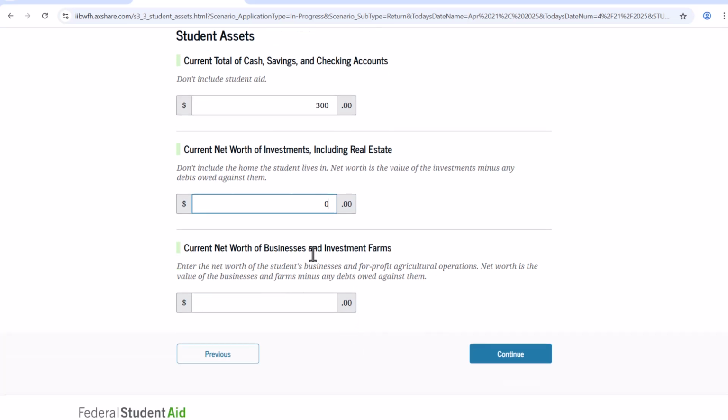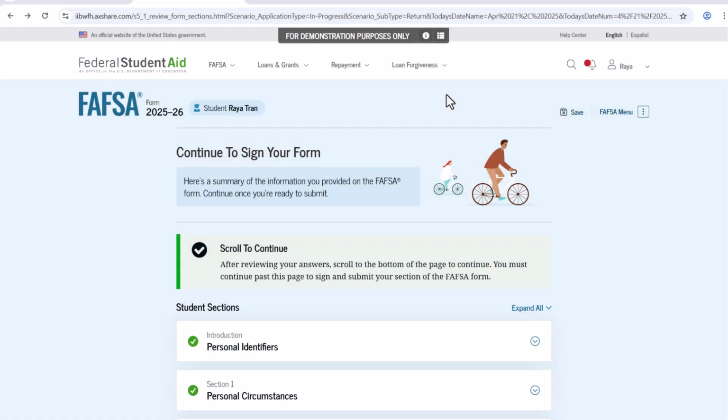And then current net worth of businesses and investment farms. This is if you have any business that you are profiting from. If a student has a side hustle where they bring in some money, they need to enter in that amount there. Again, it is net worth of the value of the business minus any debts owed against them. So if they have any debts owed against their business, they will enter in that amount here. But if not, they will enter in 0 and continue on with the form. And just like that, we have reached the end of the student portion of the FAFSA.